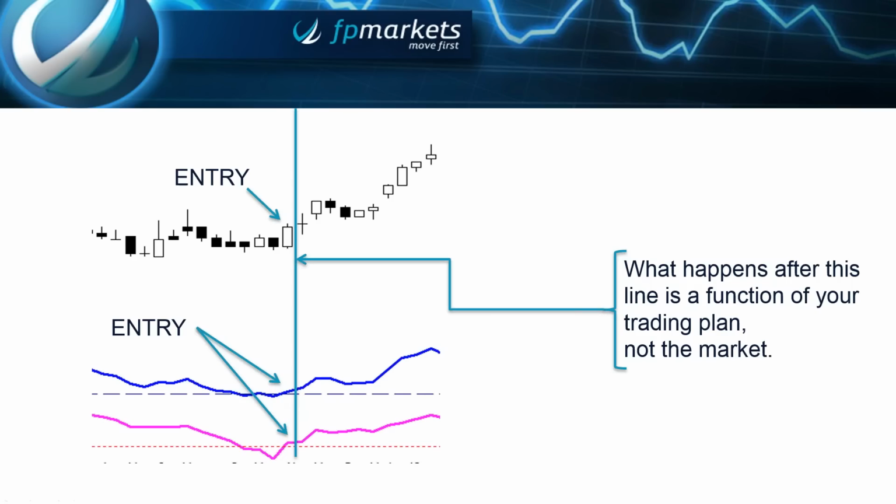Now, I've made a note here that whatever happens after this line is actually a function of your trading plan. It's not a function of what I think or what the market does. It's just a function of your trading plan, that if you set your stop loss at a certain level, whether it's underneath this entry bar, whether it's underneath the previous low, whether it's 10% away, whether it's 5% away, then that's what your trading plan is.